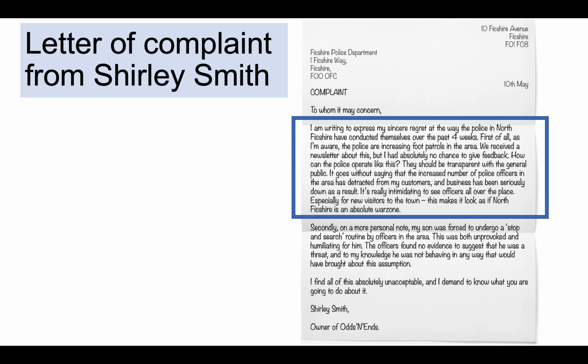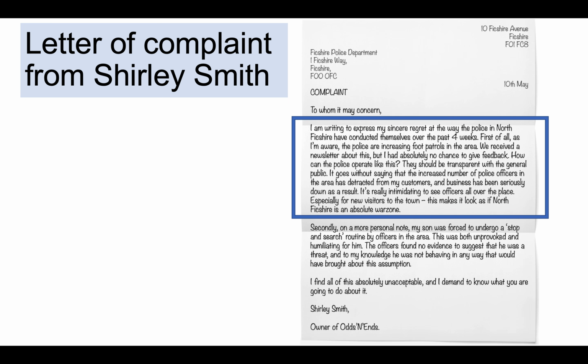To whom it may concern, I am writing to express my sincere regret at the way the police in North Fixshire have conducted themselves over the past 4 weeks. First of all, as I'm aware, the police are increasing foot patrols in the area. We received a newsletter about this, but I had absolutely no chance to give feedback. How can the police operate like this? They should be transparent with the general public.